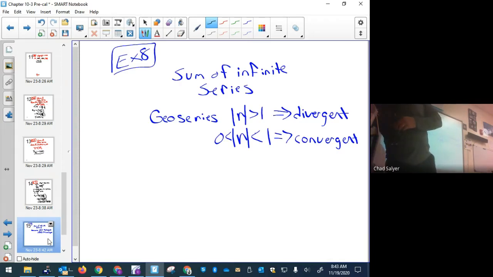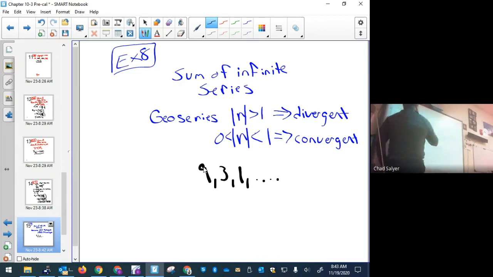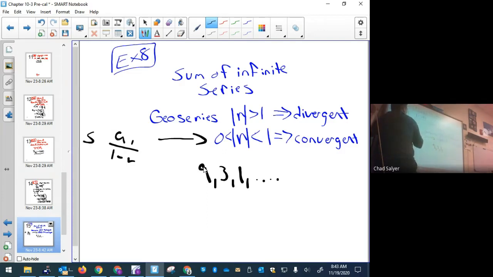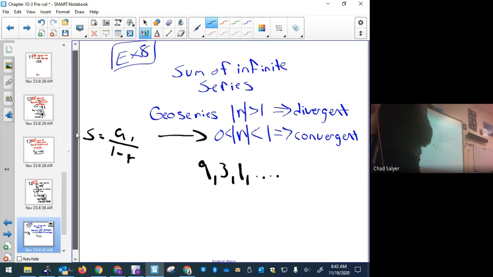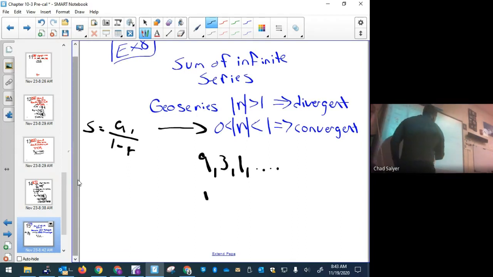So let's see. How about this one? 9 plus 3 plus 1. So if I wanted the infinite series here, the formula, as you recall, is a sub 1 divided by 1 minus r. And it's only true for convergent series. So the sum of the entire series is going to be a sub 1 over 1 minus r. So here I see the ratio is 3 divided by 9, which is 1/3. That is between 0 and 1 for its absolute value. So it's convergent.